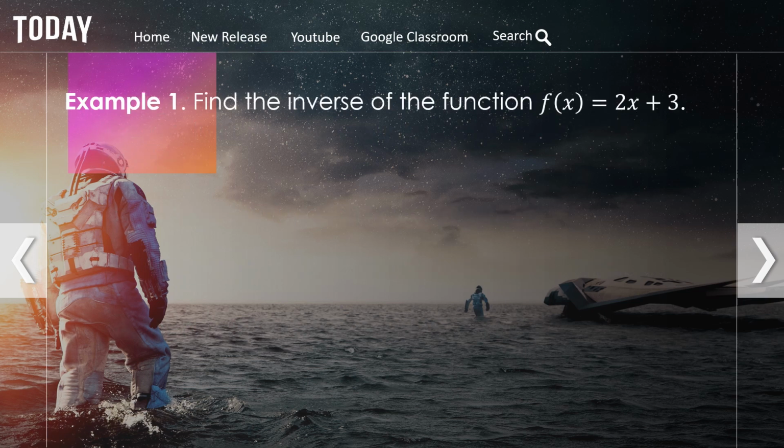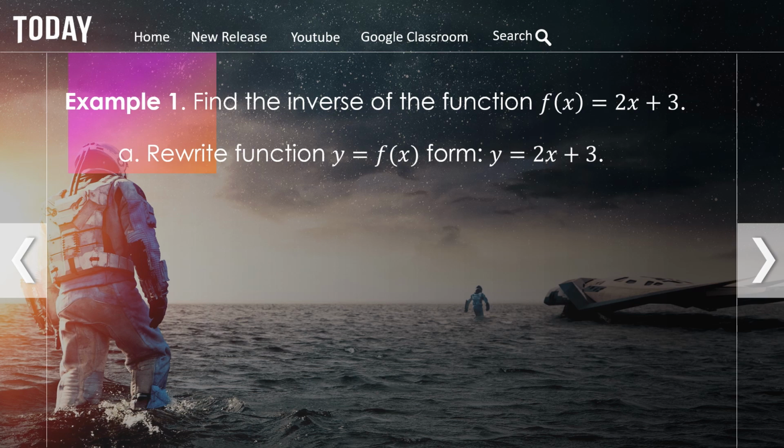So let us have the first example. Find the inverse of the function f of x is equal to 2x plus 3. So the first step, we need to rewrite the function to the form y is equal to f of x. So we have y is equal to 2x plus 3.